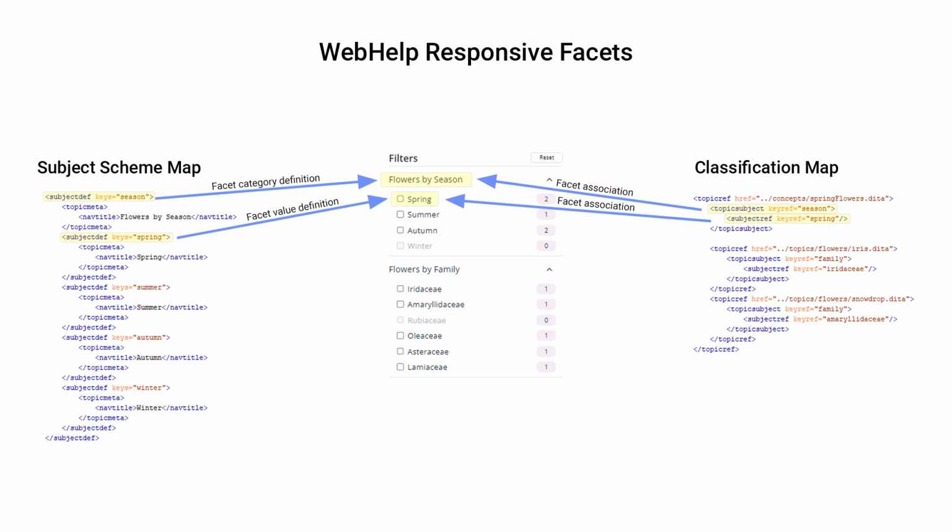In our example, the flowers by season category is defined with the controlled facet values of spring, summer, autumn, and winter. The faceted values that are defined in the subject scheme map are then associated with a particular topic using a data classification map. That concludes this tutorial about using the faceted search functionality in WebHelp Responsive Output after configuring it to use the Oxygen Feedback search engine.